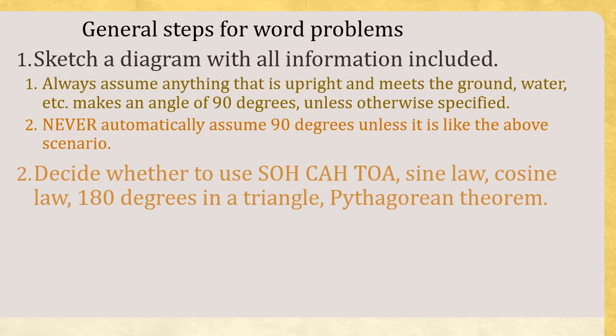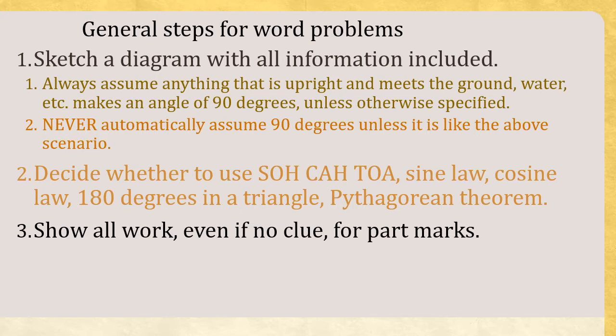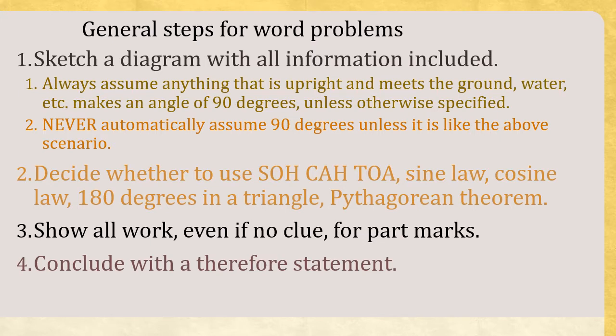From there, once you have your sketch done, decide whether to use SOHCAHTOA, sine law, cosine law, 180 degrees in a triangle, Pythagorean theorem, or possibly some combination of all of those. Show all of your work. Even if you have no clue what to do, making the sketch and trying something is going to be good for part marks. And never forget for any word problem to conclude with a therefore statement. Like I said, you can pause, copy those down, or make some point form notes to yourself, or we can just move on with example 1.